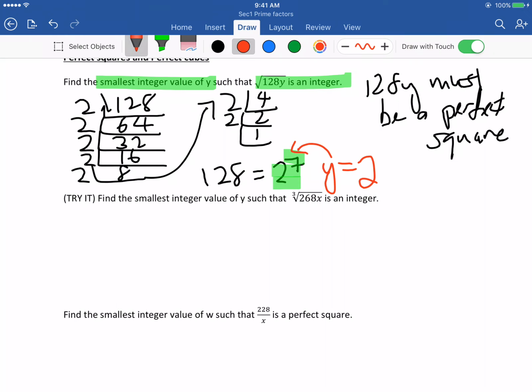Okay, next one, same thing. For the next question, I'll give you a hint. You must try to make 268x a perfect cube, which means you're going to make sure all the powers are divisible by 3.